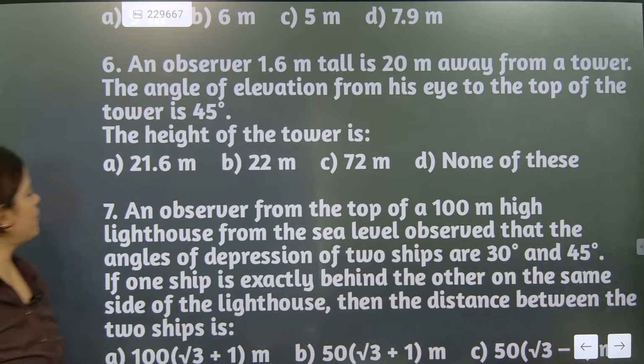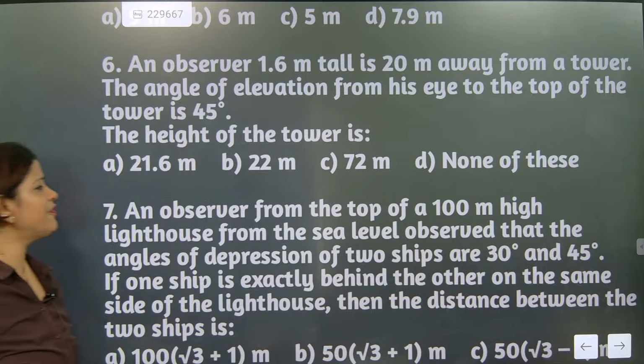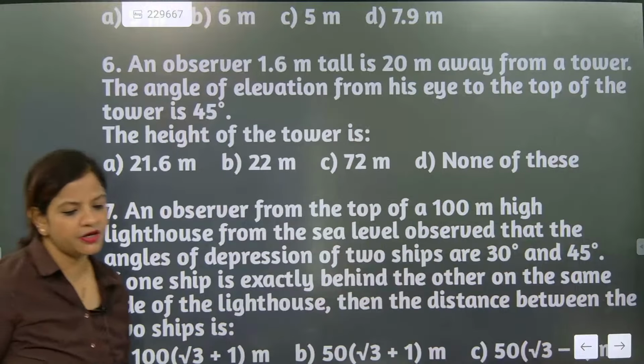An observer from the top of a 100-meter high lighthouse from the sea level observed that the angle of depression of two ships is 30 and 45 degree.